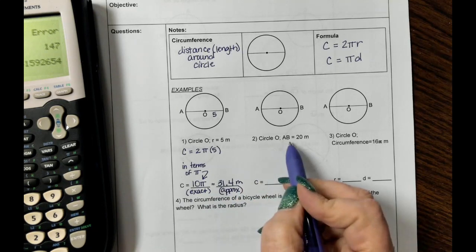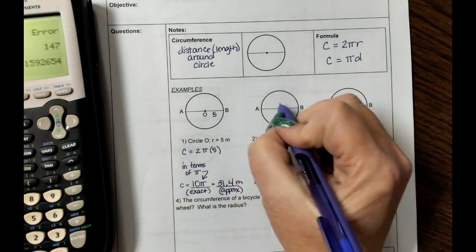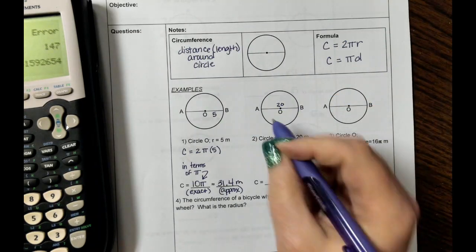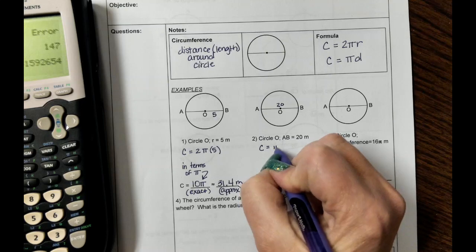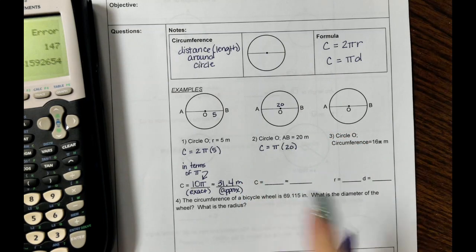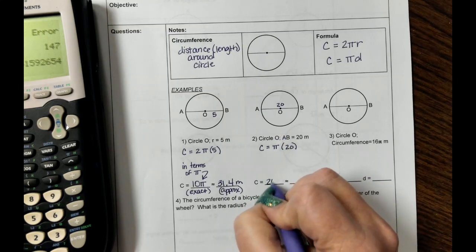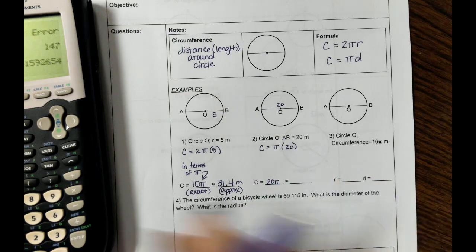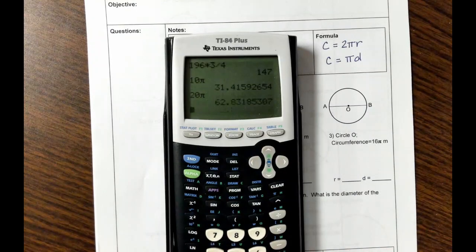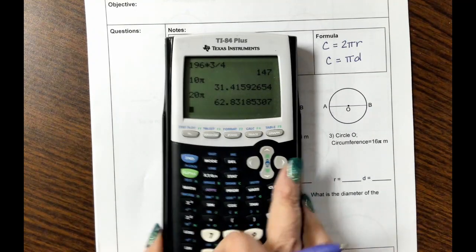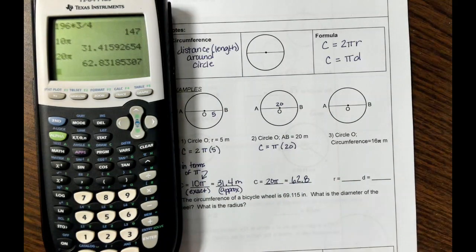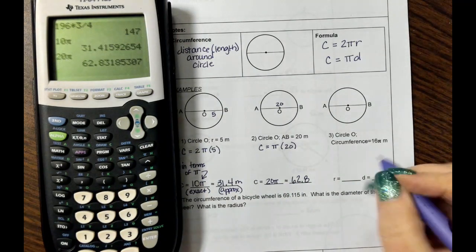Circle AB is the diameter all the way across. So I put the measurement in the middle. You can use the circumference is equal to pi times the diameter. If you leave it exact, then it's just 20 pi. And if you get the approximate, you simply type in 20 pi on your calculator and get 62.8. In this case, it'd be 62.8 meters.